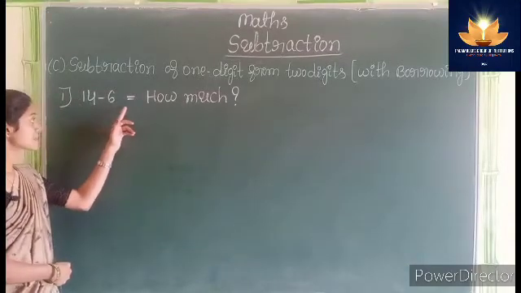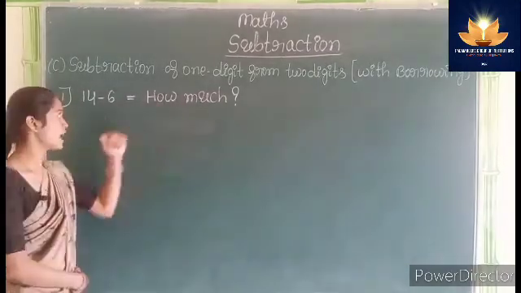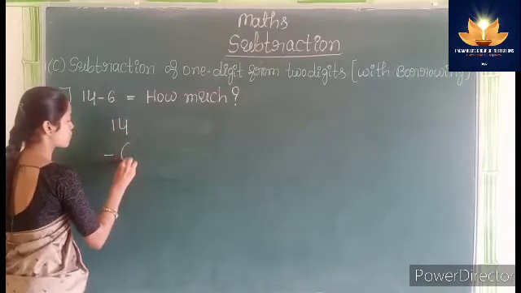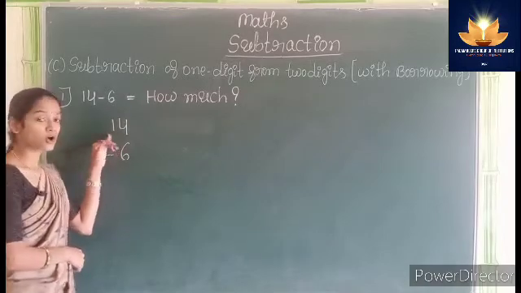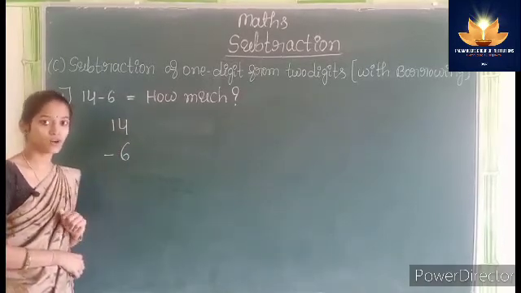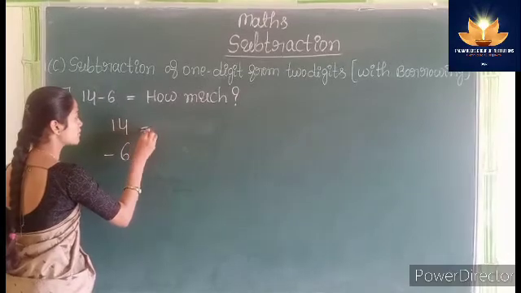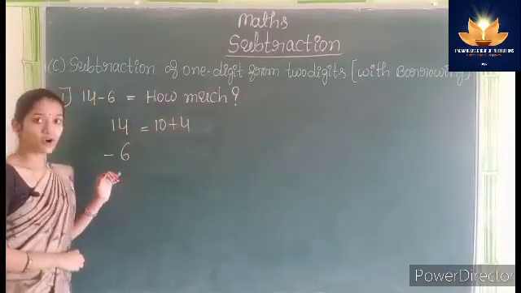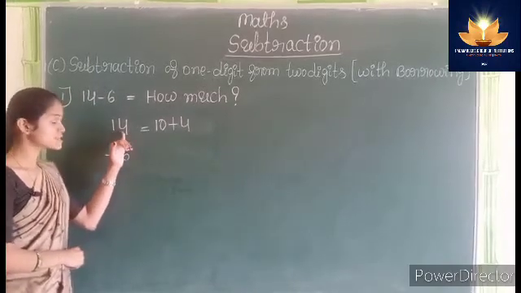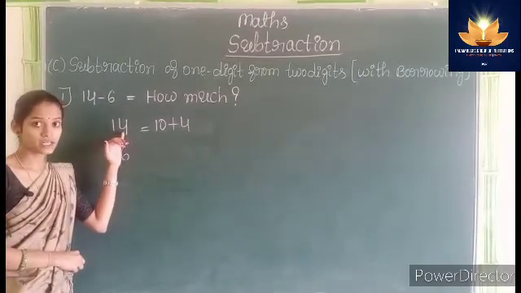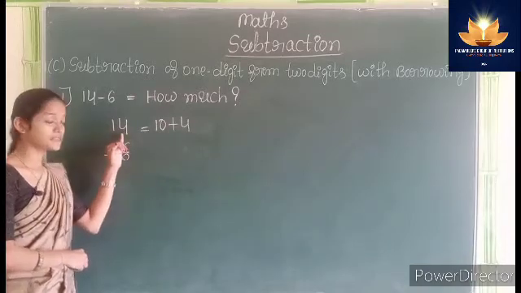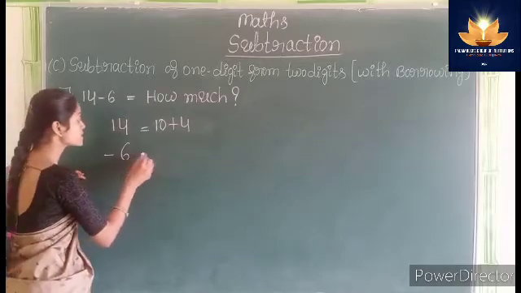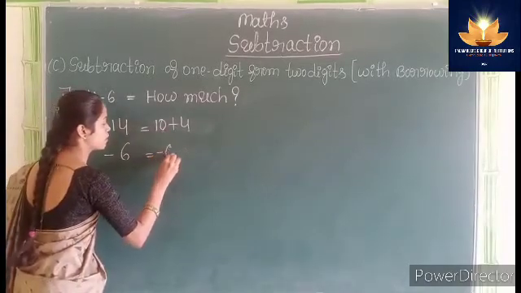14 minus 6 is equal to how much? We have to subtract 6 from this 14. And in this 14 there are 1 ten and 4 ones. Right, so 14 can be written as 10 plus 4. Students, we cannot subtract 6 from this 4. Why? Because 6 is greater than this 4, that's why we have to subtract this 6 from this 10.